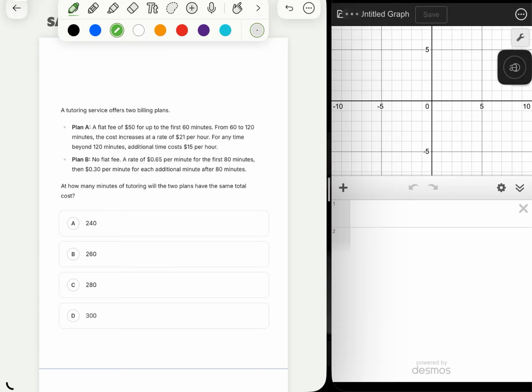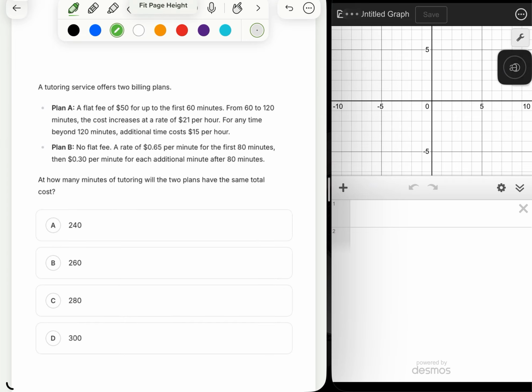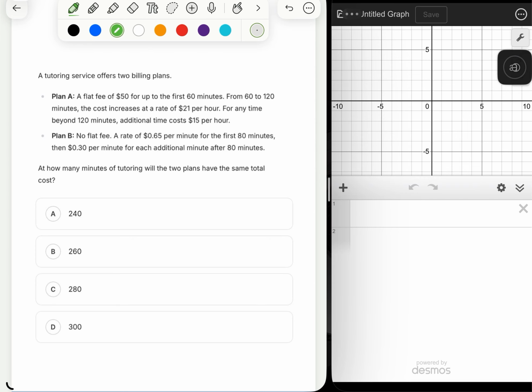Before I get started, please read this problem and give it a try yourself. Okay, so assuming you've read the problem already, our end goal here is essentially to find after how many minutes the two plans will have the same total cost.